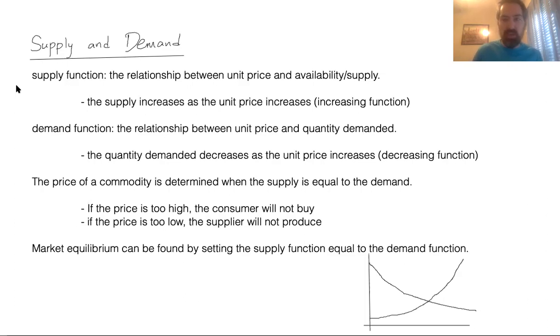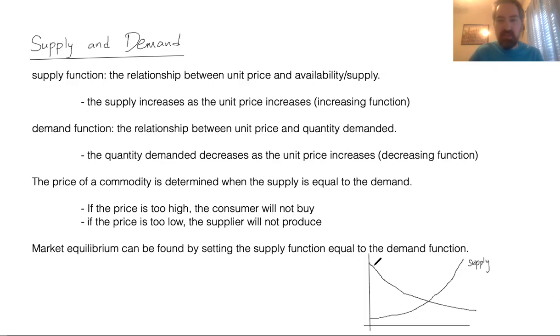To approach this, to find the market equilibrium, we can simply set the supply function equal to the demand function and solve for x. Here's a graph of an example of what these supply functions and demand functions would look like. Now, we said that the supply function is an increasing function, right? So the increasing function, that's this curve here because it's increasing reading from left to right. So this is the supply function.